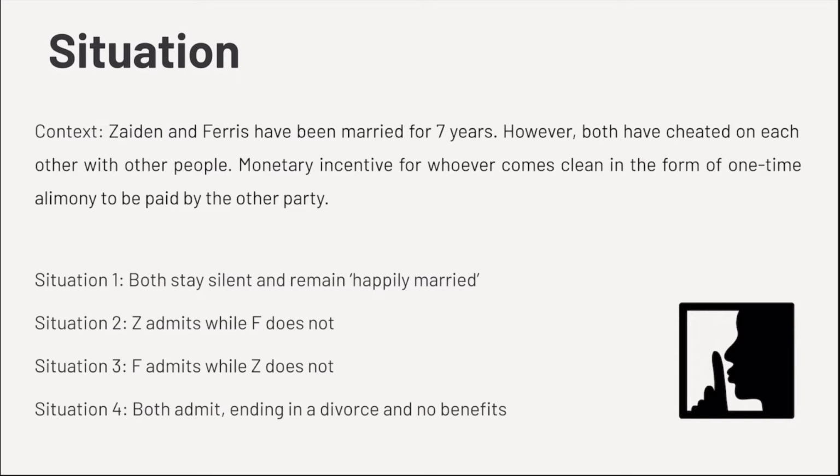So situation 1 will be that both of them stay silent and remain happily married with no monetary incentive, while situation 2 will be Zayden admits while Ferris does not. And situation 3 will be Ferris admits while Zayden does not. And lastly, situation 4 is that both of them admit, ending in a divorce and no benefits.